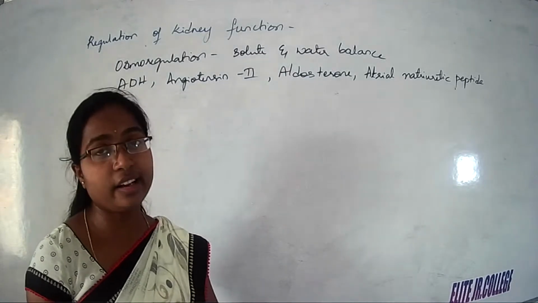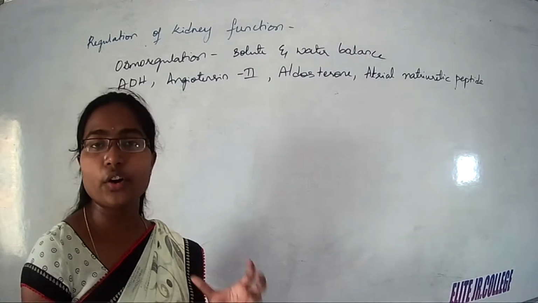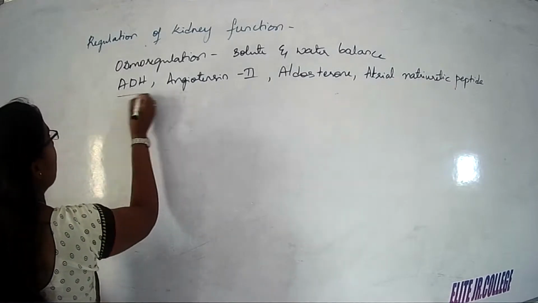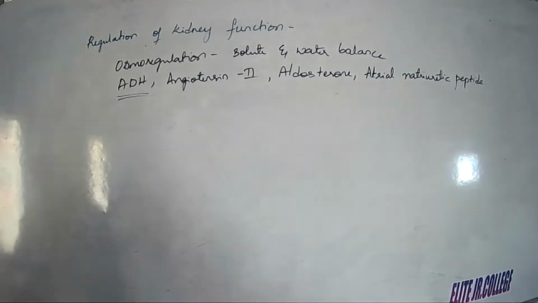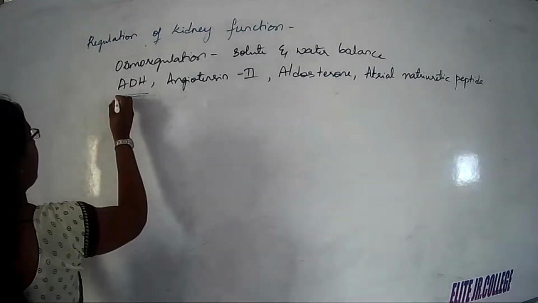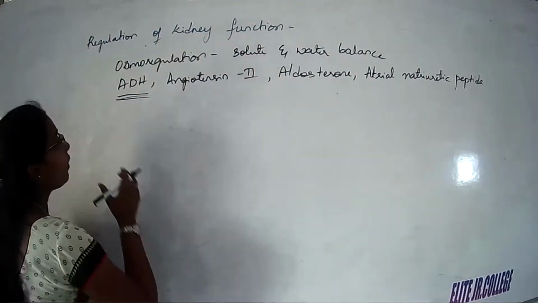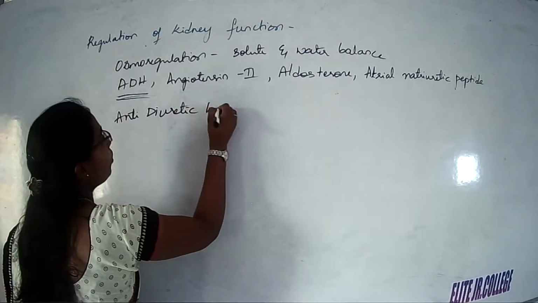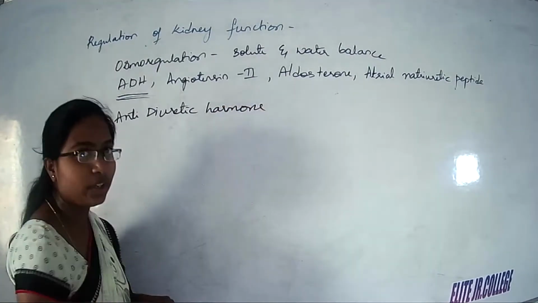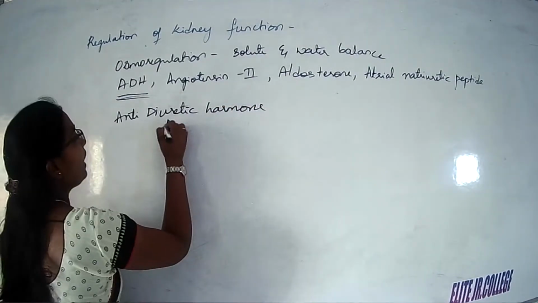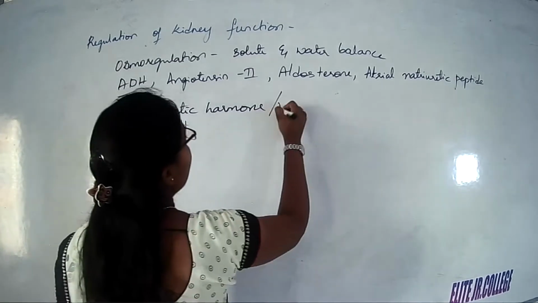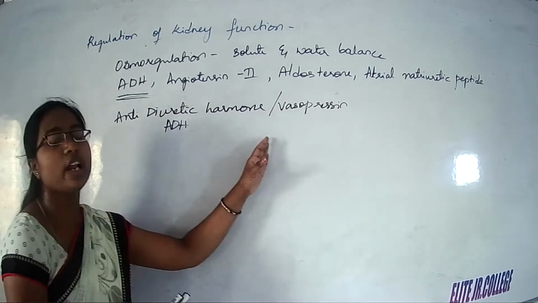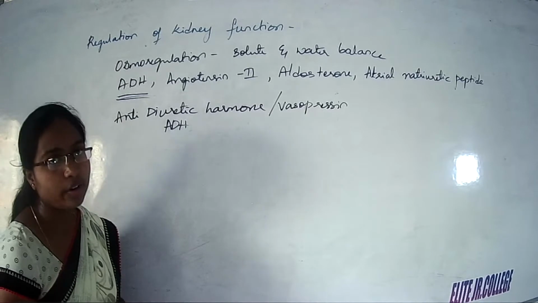So let us learn in detail how they are going to assist in osmoregulation. We are going to learn in detail regarding each type of hormone. So the first one we are going to learn about is ADH. ADH is actually anti-diuretic hormone, called in short form as ADH, and it is otherwise called vasopressin. So let us learn how this hormone is going to help in maintenance of osmoregulation in our body.